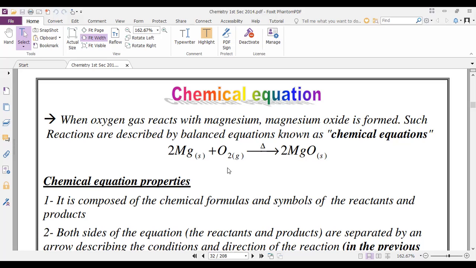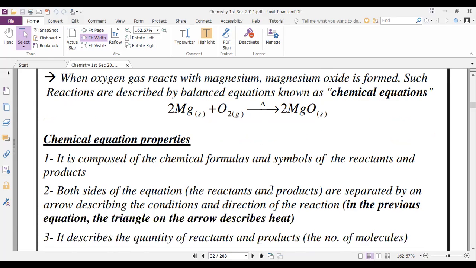Chemical equation properties. It's composed of the chemical formulas and symbols of the reactants and the products. Both sides of the equation, the reactants and the products, are separated by an arrow describing the condition.